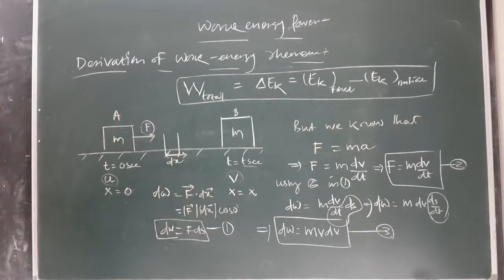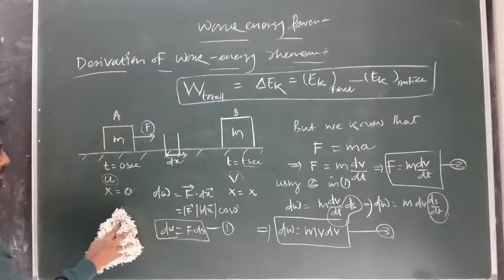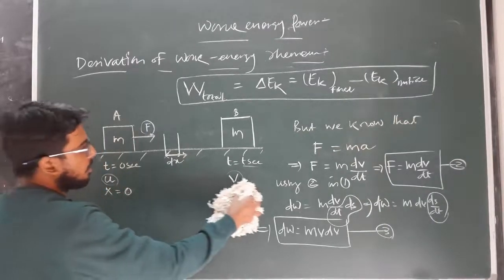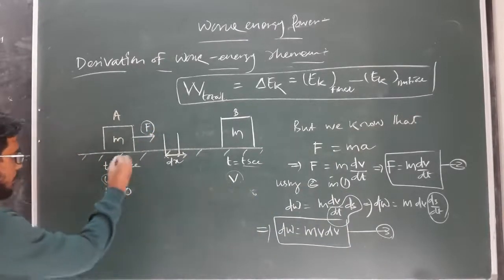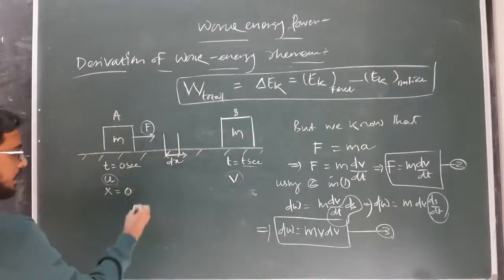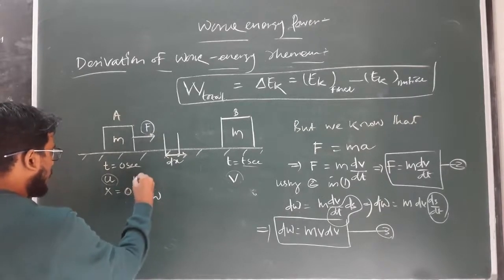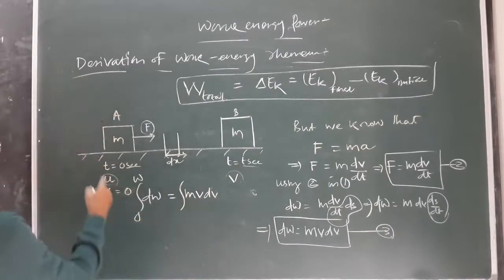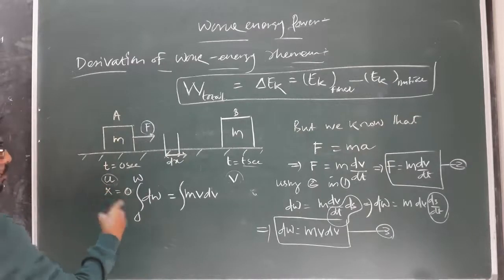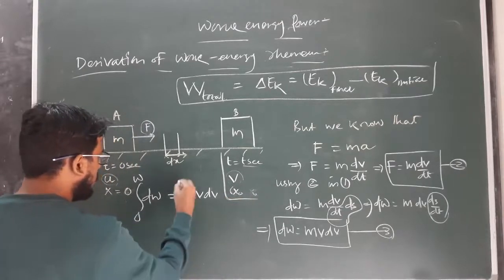Now we have to find out the total amount of work done by the applied force F by displacing the block from x equal to 0 to x equal to x naught. As the block is displaced from x equal to 0 to x equal to x naught, during this displacement the velocity of the block changes from u to v. So by integrating equation 3 to get the total work done, we will get the integration of dW from 0 to total work W equal to the integral of m v dv. At x equal to 0 the velocity is u, and at x equal to x naught, where x naught is the displacement, the velocity is v, so the limit will be u to v.